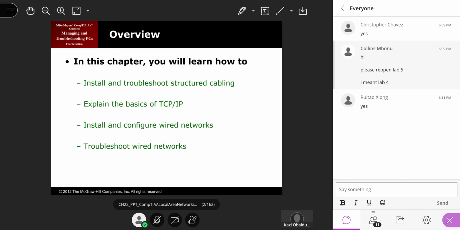Then install, troubleshoot, structured cabling. We are going to understand structured cabling, and then explain the basics of TCP/IP. TCP, transmission control protocol, and then the internet protocol. Okay, this we are going to understand, and install and configure the wired network, and then troubleshoot the wired network. About this we are going to understand.